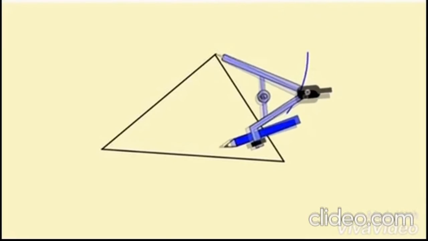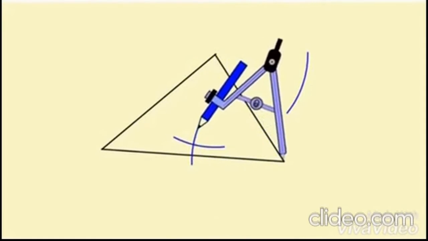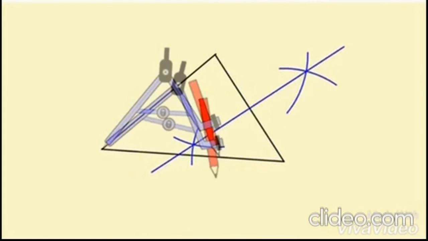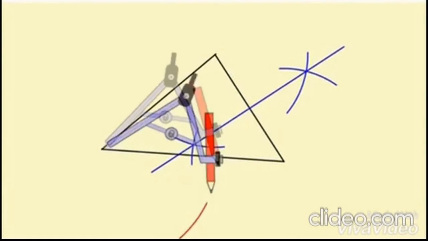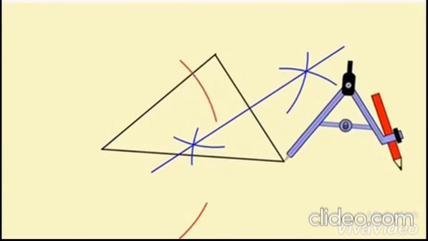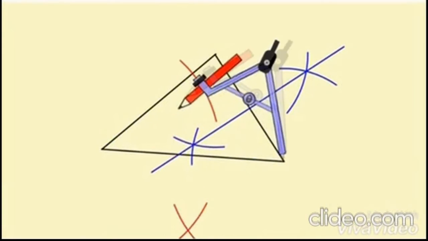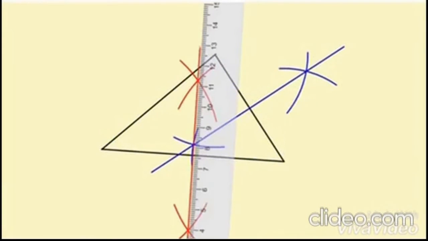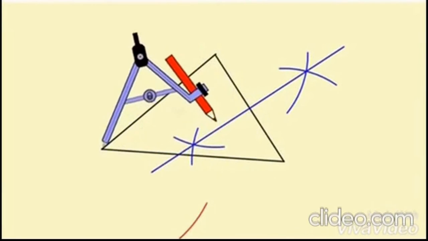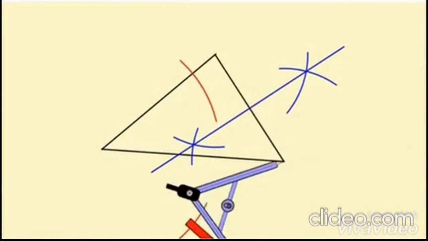Put the point of the compass on one of the vertices. Open the compass so that it is more than halfway to the other vertex. Make an arc above and rotate the compass. Make an arc below. Then pick up your compass and move it over to the other vertex. Make an arc below, come up, make an arc above. All you have to do is take your ruler and draw a line through the points of intersection of those arcs. That will give you the perpendicular bisector.